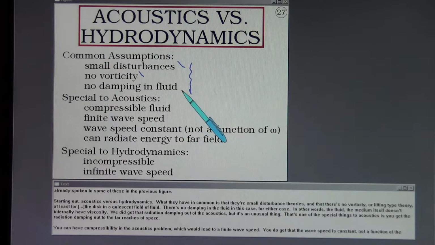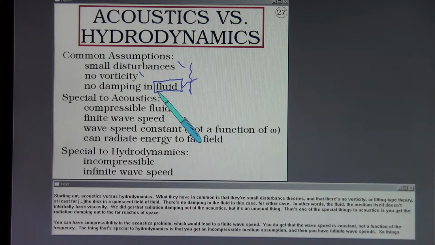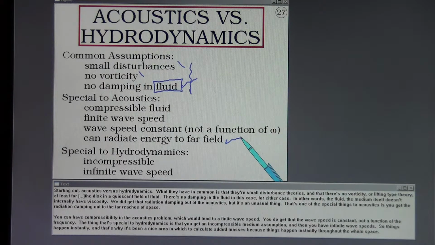There's no damping in the fluid in this case for either case. In other words, the fluid, the medium itself, doesn't internally have viscosity. Now, we did get that radiation damping out of the acoustics, but it's an unusual thing. And that's one of the special things to acoustics, is you get the radiation damping out to the far reaches of space. You can have compressibility in the acoustics problem, which would lead to a finite wave speed. You do get that the wave speed is constant, not a function of the frequency.